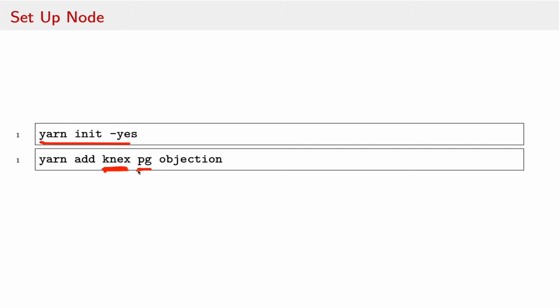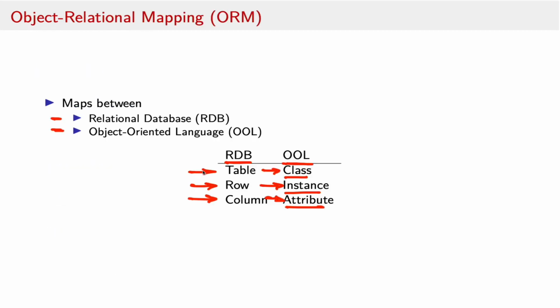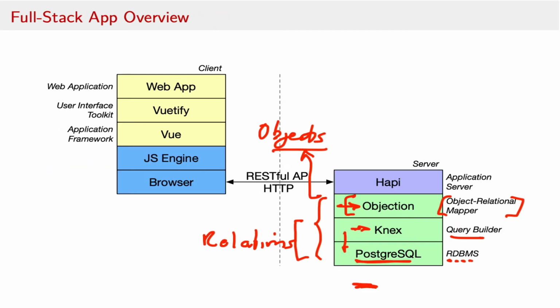We also have to have the PG package, which is the driver that allows Knex to talk to Postgres, and then Objection is going to ride on top of Knex. So that follows pretty closely the picture that we were looking at back here. The PG driver is what talks to Postgres. The Knex layer connects between Objection and Postgres, and Objection is our object relational mapper.